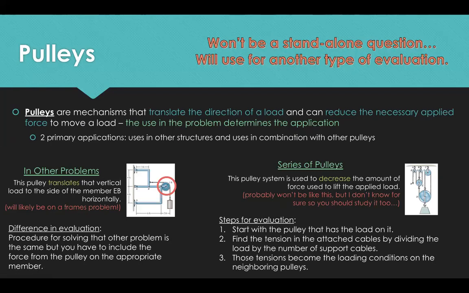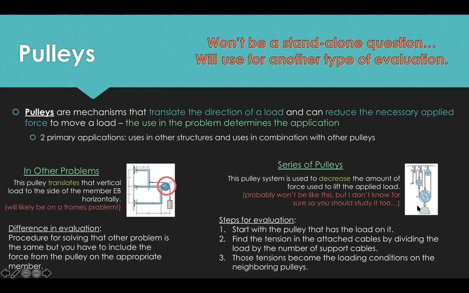Cool. So the other alternative is a series of pulleys, which is something you saw on your last quiz. You had something very similar to this, with a weight hanging on it, and a series of strings or cables coming off the top of the pulley. The process is to take this weight and divide it by the number of cables coming off of that pulley. And then one of those will become the load on another pulley.